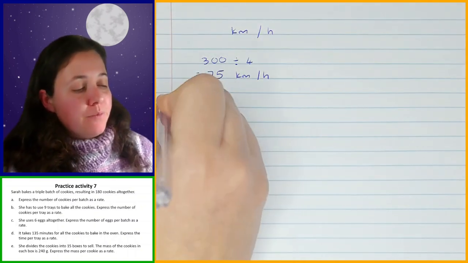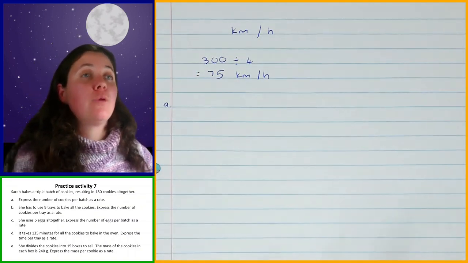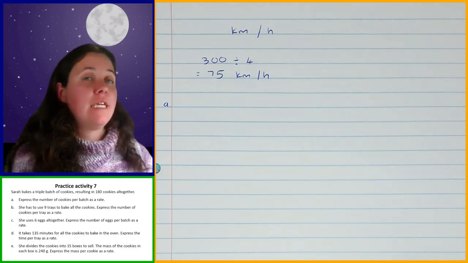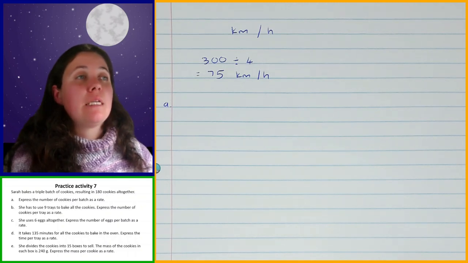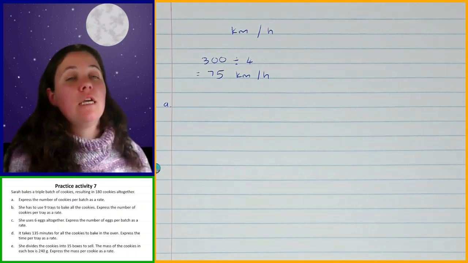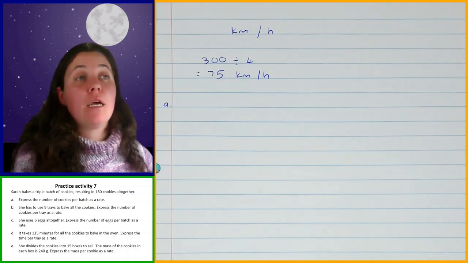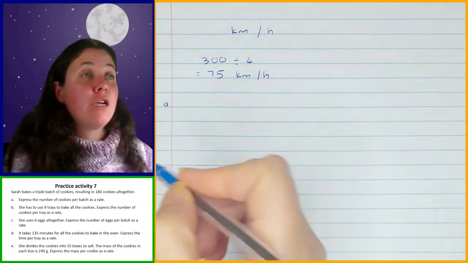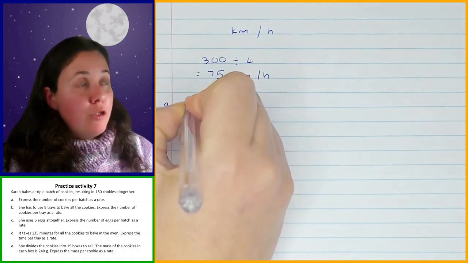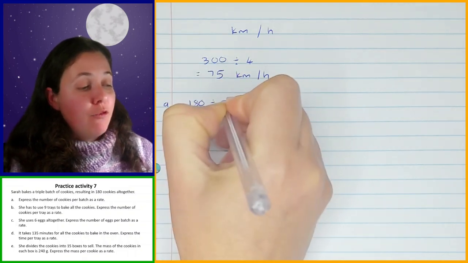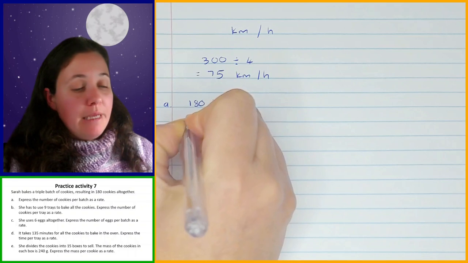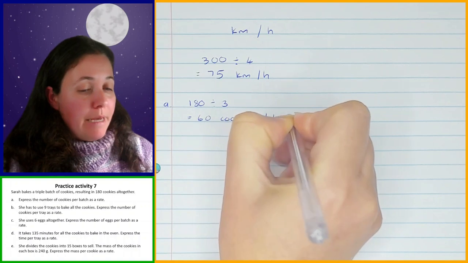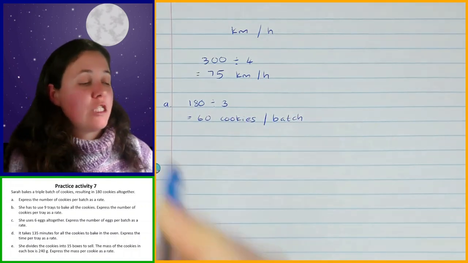So question A, first of all, the situation is you have Sarah baking a triple batch of cookies, resulting in 180 cookies altogether. Question A says, express the number of cookies per batch as a rate. Because it's a triple batch, there are three batches. So if it's cookies per batch, I need to take the number of cookies, which is 180, and divide it by the number of batches, which is 3. That gives me 60 cookies per batch.